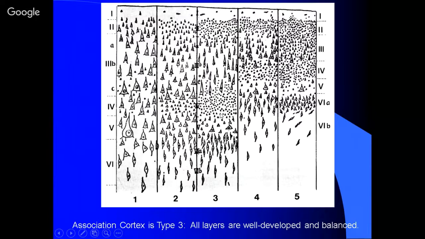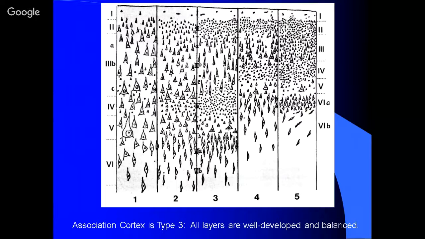You have layer 6, you have the pyramidal layer in 5, a granular layer in 4, another pyramidal layer in 3, and a granular layer in 2. And this balanced cortex is type 3, and almost all of the association cortices are going to be type 3. They're very balanced because they are as likely to be receiving information as they are to be transmitting information.